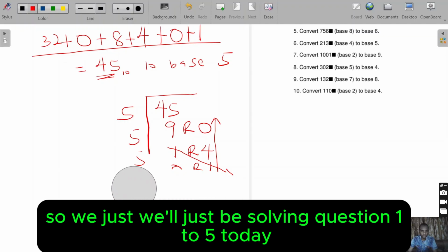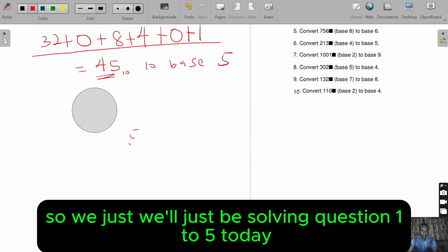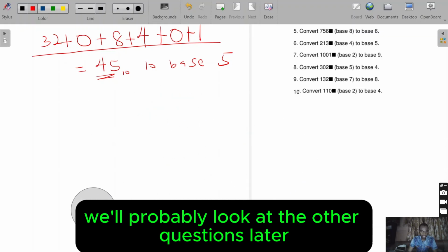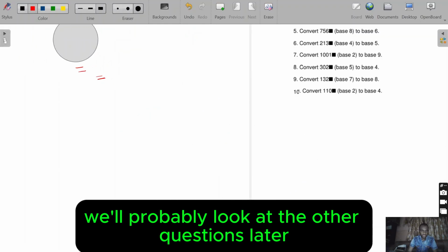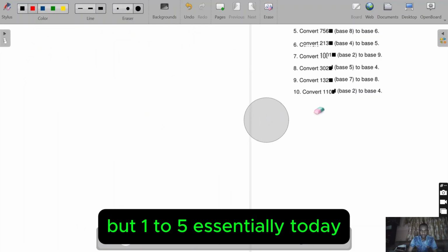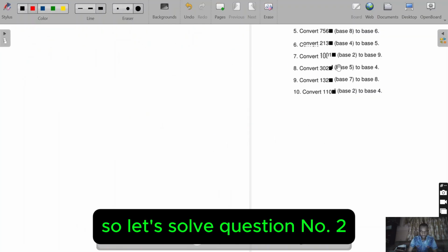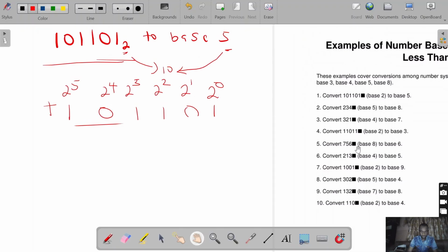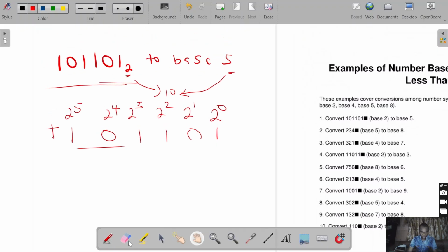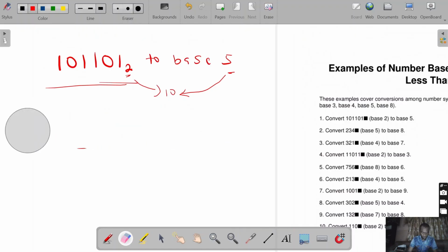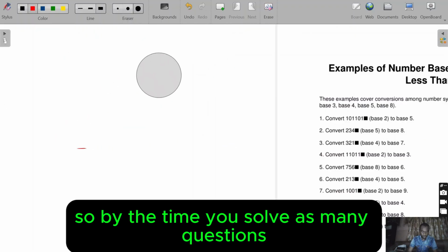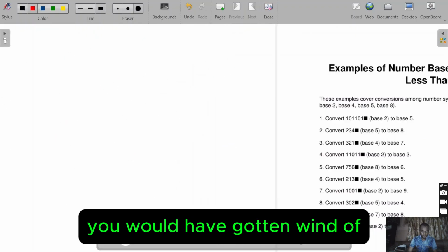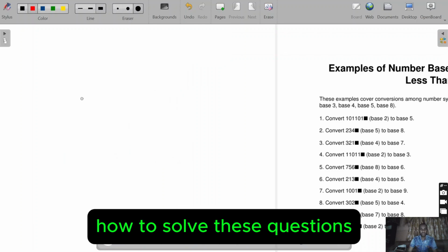So we'll just be solving question 1 to 5 today. We'll probably look at the other questions later, but 1 to 5 essentially today. So let's solve question number 2. By the time you solve as many questions, you would have gotten wind of how to solve these questions.